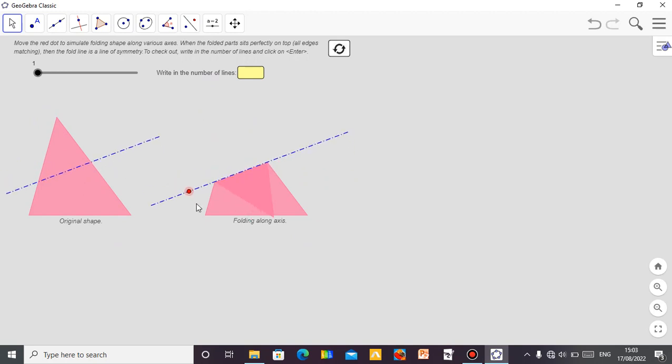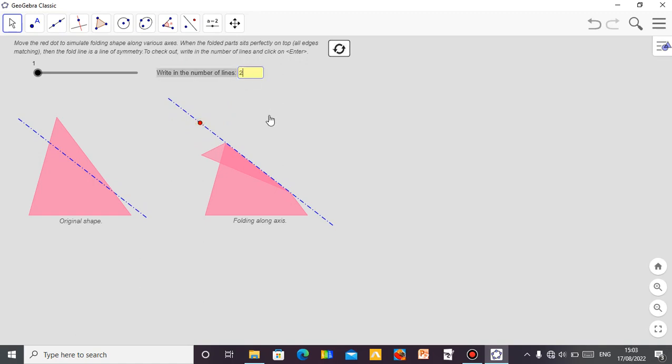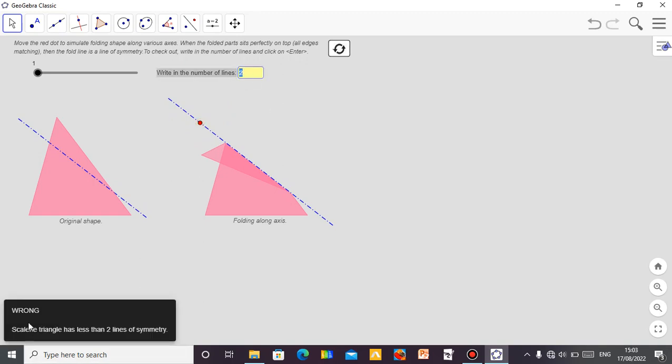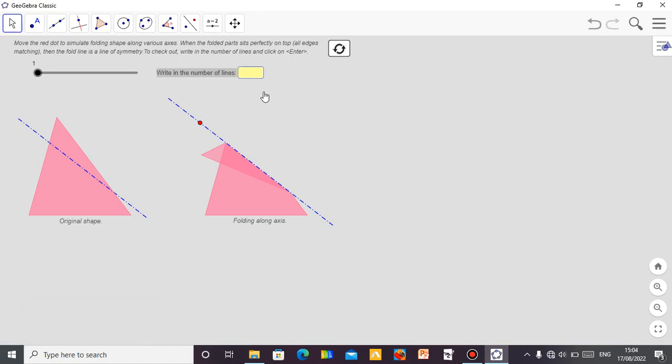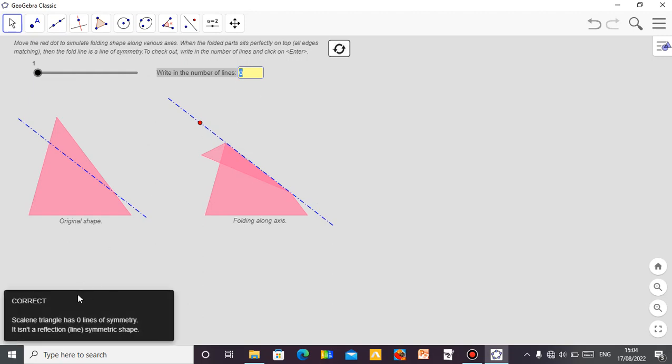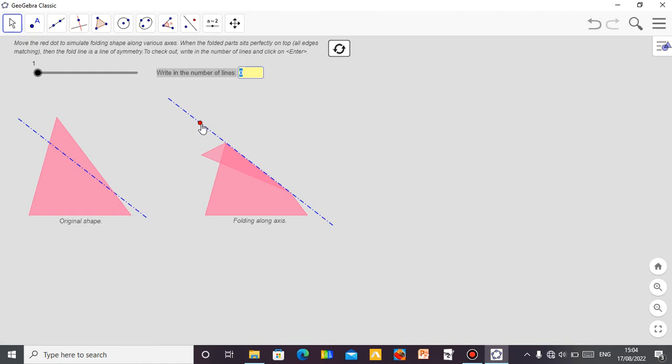If you keep going like that, if you go to the next vertex, you see the same thing. This part is not a mirror of this part. Therefore, a scalene triangle does not have a line of symmetry. So all I need to do here, for example, let me make a mistake, let me put 2 and enter. You see it's wrong. So a scalene triangle has less than 2 lines of symmetry. If you put 0 there, you see it's correct. A scalene triangle has 0 lines of symmetry. So that is that. Let's move to the next shape.